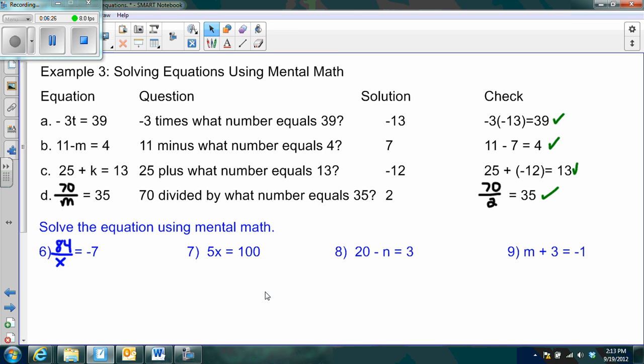So I want you to use this mental math, so no calculator, except to check at the end, to solve the following three. So begin with 84 divided by x is equal to negative 7. So 84 divided by what number is going to equal negative 7? So complete the following four problems. Press pause now.